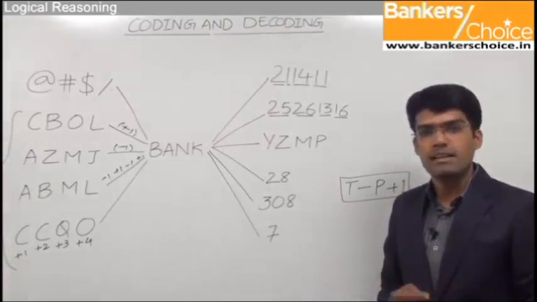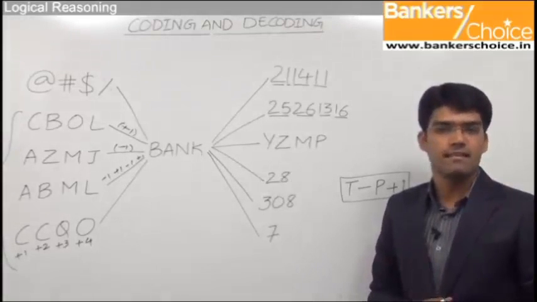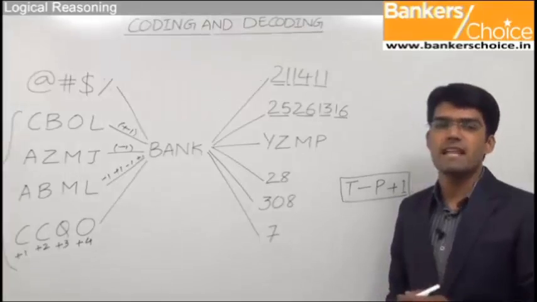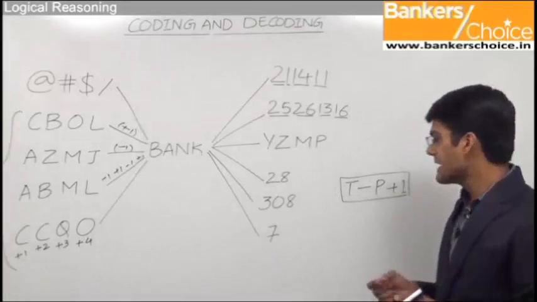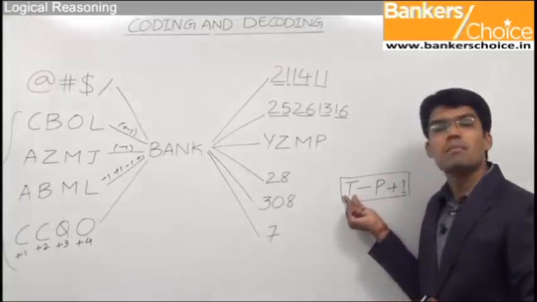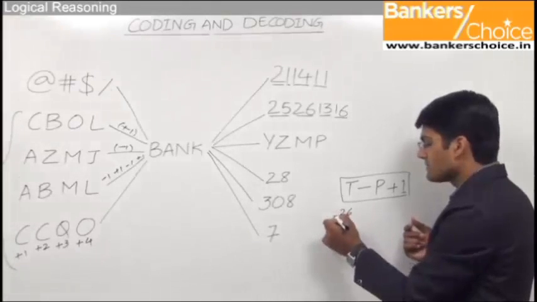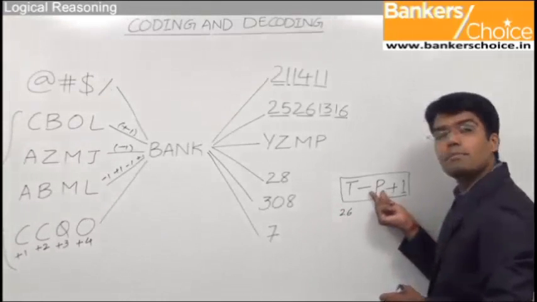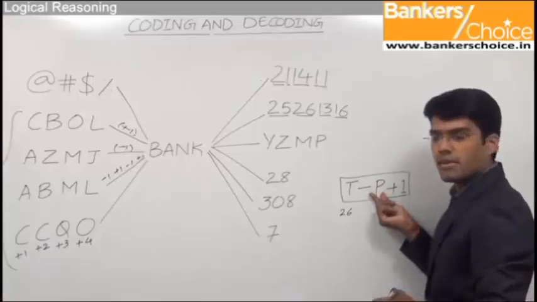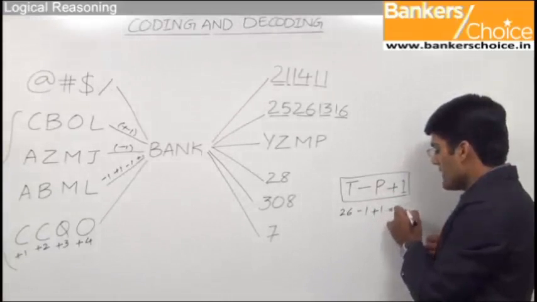For example, let us start with the letter A. We know that A is the first letter in the alphabetical order. So in the reverse alphabetical order, its position can be taken as T minus P plus 1, where T is the total number of letters, that is 26, minus P, where P is the position in the alphabetical order, that is 1, plus 1, and this is equal to 26.